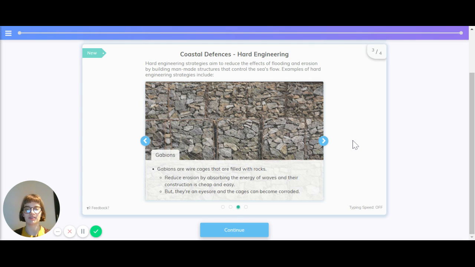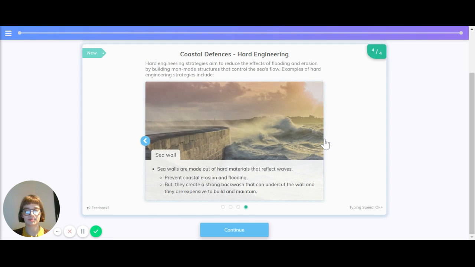Gabions are wire cages that are filled with rocks. They reduce erosion by absorbing the energy of waves, and their construction is cheap and easy, but they're an eyesore and the cages can become corroded.